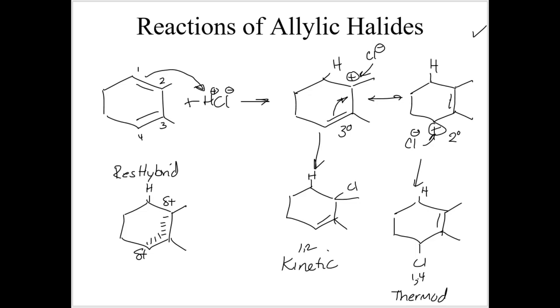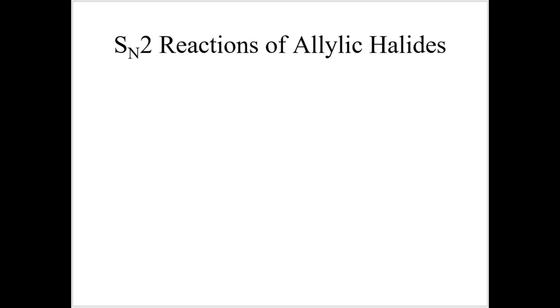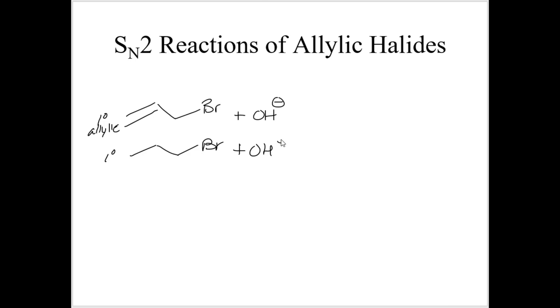Now, I'm going to take a little bit of a sidetrack here and say, let's talk about SN2 reactions of allylic halides. So in other words, if I have this as my primary allylic halide, how does it rate if I wanted to react this with hydroxide? Which one of these two reactions would go faster? The primary or the primary allylic? Which of these two would react faster with hydroxide in an SN2 mechanism? And the answer is the faster reaction would occur with the allylic halide.